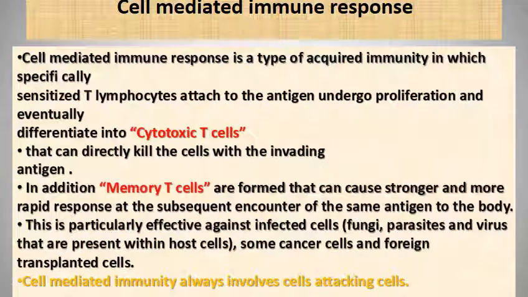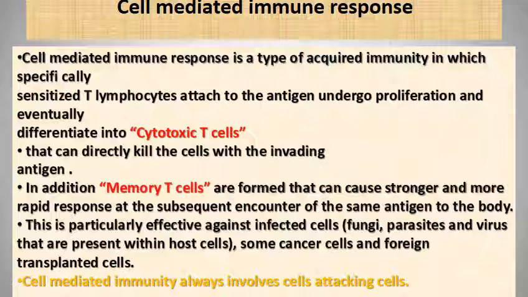Cell-mediated immune response is a type of acquired immunity in which specifically sensitized T lymphocytes attached to the antigen undergo proliferation and differentiate into cytotoxic T cells. So here the T lymphocytes have to be activated, or sensitized. What happens is that these T lymphocytes attach to the antigen. When they attach to the antigen only, they get sensitized.